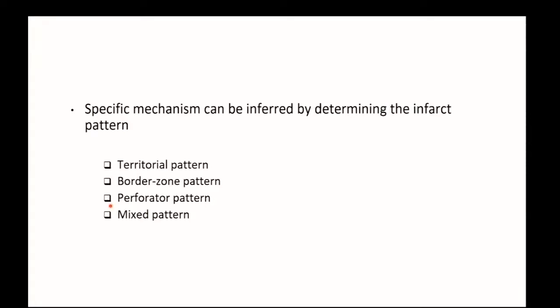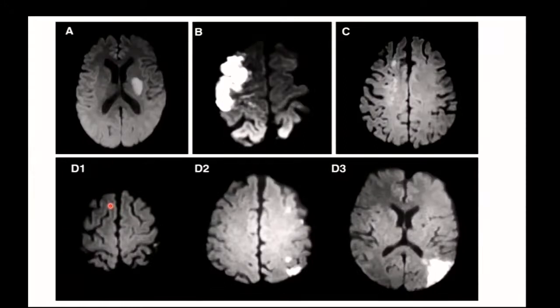Okay, so by looking at the image, most of the time we can tell by what mechanism ICAD caused this stroke. We can call it territorial pattern when you have artery to artery embolization in the territory of the ICAD artery. You can call it border zone pattern if you have infarcts distal to the ICAD. You can call it perforator pattern. And there's mixed pattern. These are some examples. So yeah, let's do this exercise together.